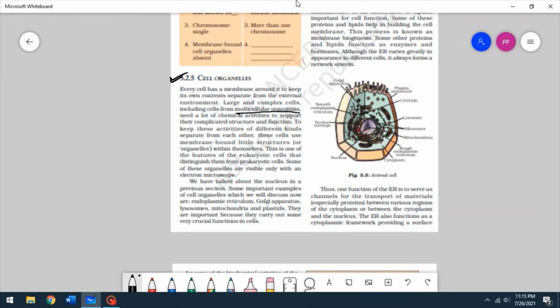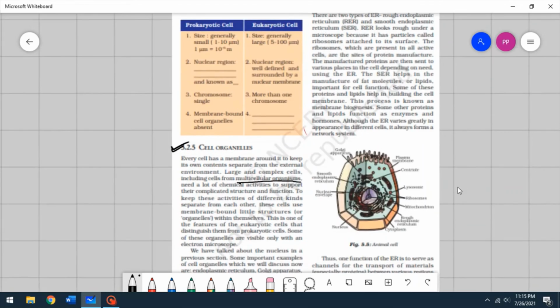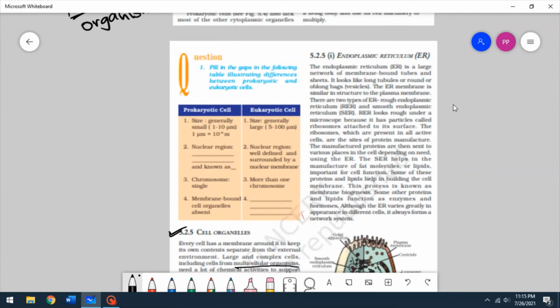Now we have a few organelles that we will talk about. The first one is the endoplasmic reticulum, famously abbreviated as the ER. When I first saw it, I thought it was the emergency room, but that's just a funny joke.